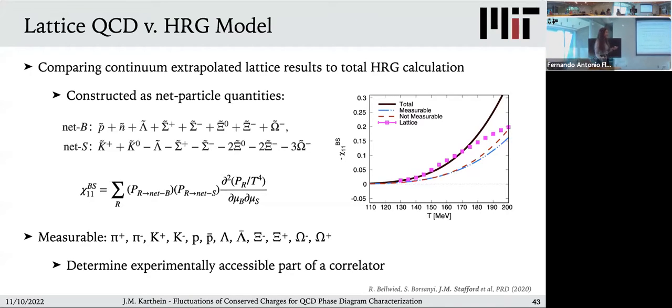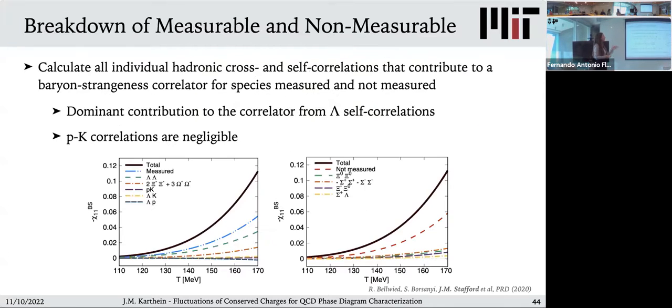And from the comparison between the measurable part, which in this case for a baryon strangeness correlator is split about 50-50, because many are not measurable, including those which are neutral, for example. We can then go in and look at specific particle correlators to figure out which hadrons are contributing to it. So let's keep digging into this baryon strange correlator because I'm particularly interested in that one, for example.